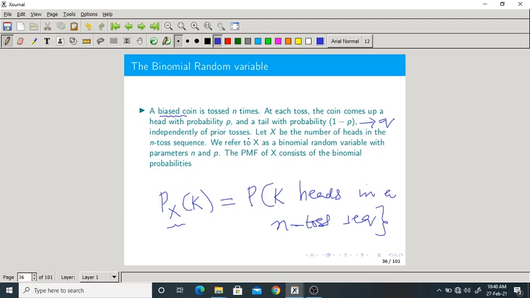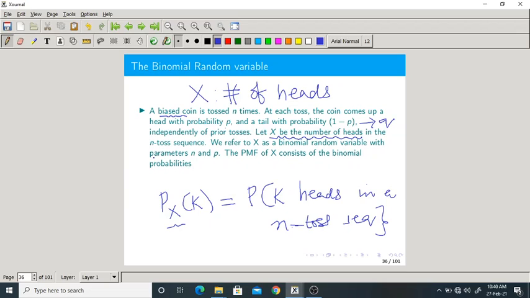Independent of prior tosses. Let x be the number of heads in the n toss sequence. What is the random variable? X, which is defined as the number of heads. We refer to x as a binomial random variable with parameters n and p. The PMF of x consists of the binomial probabilities. So x is called a binomial random variable. It is defined as the number of heads in the n-toss sequence.